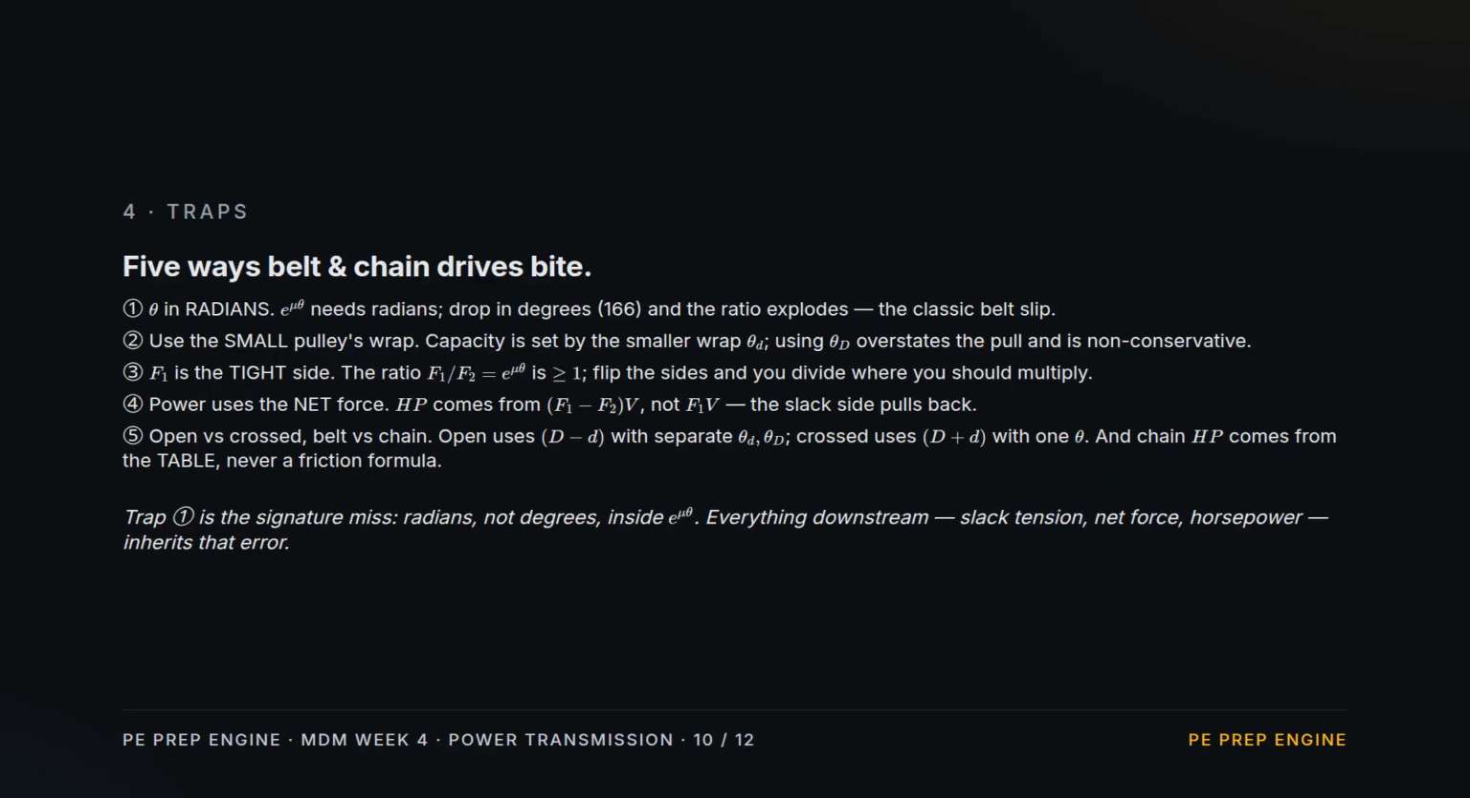Traps. 5 ways this bites. 1. Theta must be in radians. A degree value makes e to the mu theta wildly wrong. 2. Use the small pulley's wrap for capacity. The larger wrap overstates the pull. 3. F1 is the tight side, so the ratio is at least 1. Flip it and you divide when you should multiply. 4. Power comes from the net force, tight minus slack, not the tight side alone. 5. Open and crossed use different forms, D minus d versus D plus d, and chain horsepower comes from the table, never a friction formula.